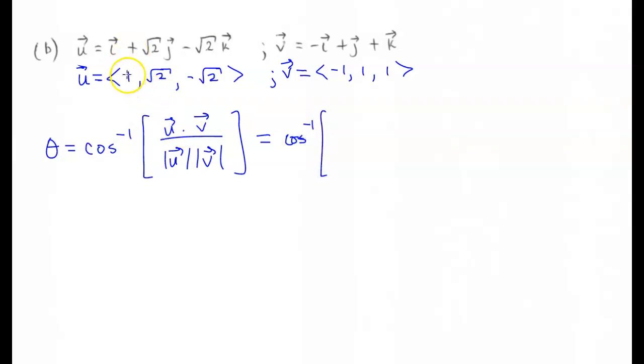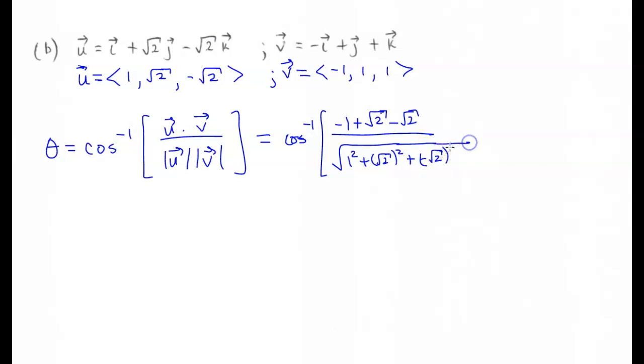All right, so for the dot product, we would take 1 times a -1, which would be -1, plus square root of 2 times 1, which would be square root of 2, plus negative square root of 2 times 1 would be a negative square root of 2. Okay. Now the magnitude of u, that would be square root of 1 squared plus square root of 2 squared plus negative square root of 2 squared. And of course, magnitude of v would just be -1 squared plus 1 squared plus another 1 squared. Need to make that look a little better.